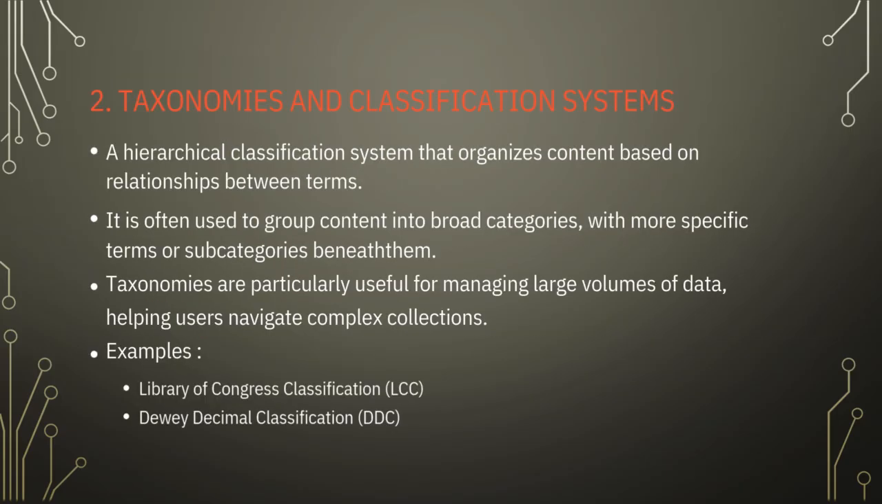In this slide, we focus on taxonomies and classification systems, which are hierarchical methods used to organize content based on relationships between terms and subjects. A taxonomy structures information from broad categories to more specific subcategories. This hierarchical arrangement helps users understand how knowledge is organized and how different subjects are related to one another. In digital libraries, taxonomies are commonly used to group large collections of content into manageable structures. For example, instead of presenting thousands of documents in a single list, the system allows users to browse by subject areas and gradually narrow their focus.